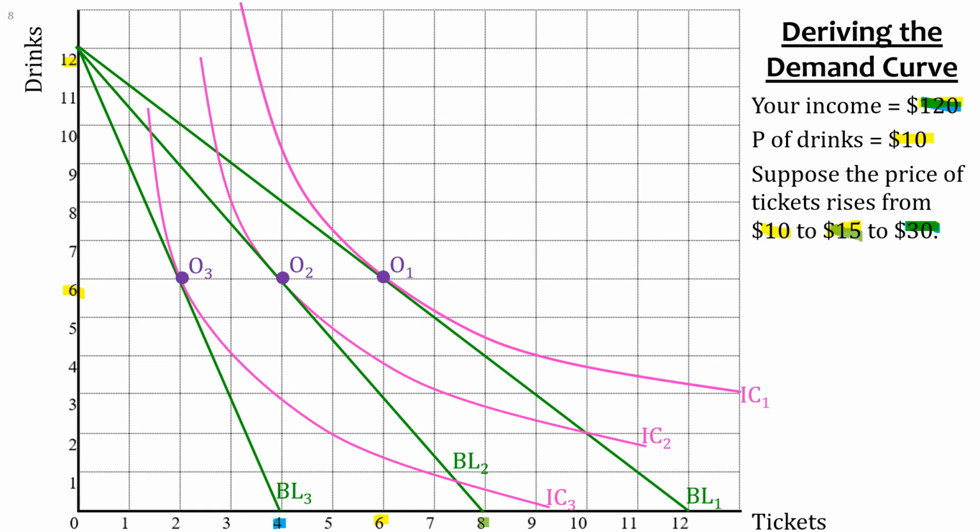And in terms of questions that you get, you get only one shift. All right, so you're gonna have two budget lines and two indifference curves per question. But this should illustrate to you where we get the demand.